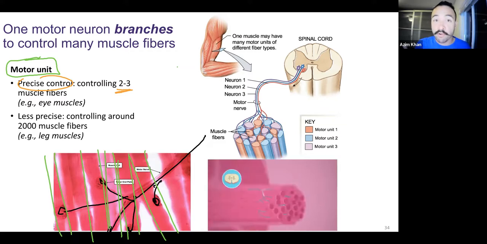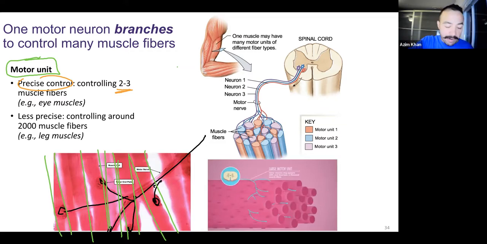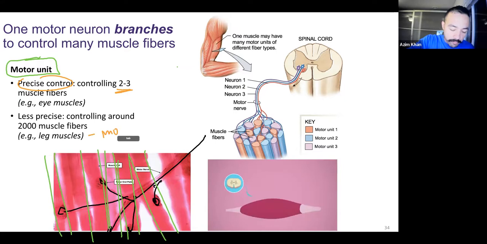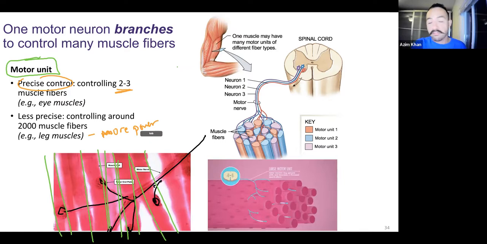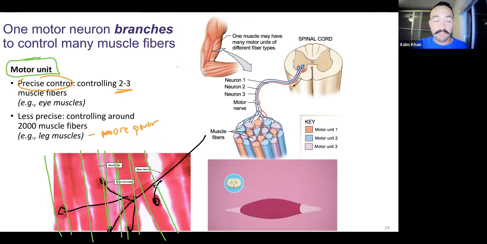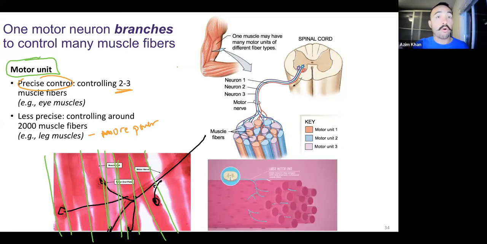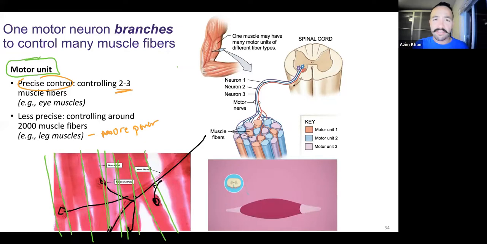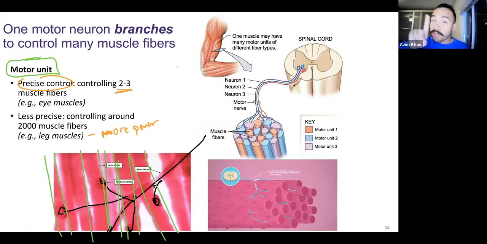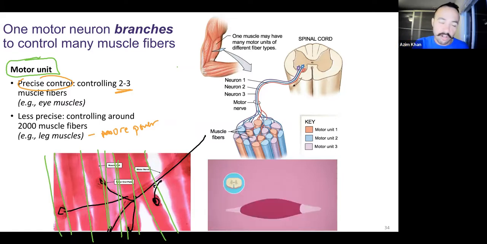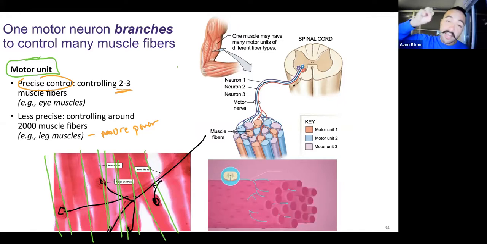But if you want less precise movements and therefore lots of strength and power, you can do that with, say, your leg muscles, things like your rectus femoris, which we'll talk about later. You can control around 2,000 muscle fibers if you want more strength, having it all work together. We've talked about how when things work together or are lined up, you get a lot more power. Here, all these muscle fibers are being controlled by one neuron. So one neuron gets activated, and you activate 1,000, 2,000 fibers all at once.